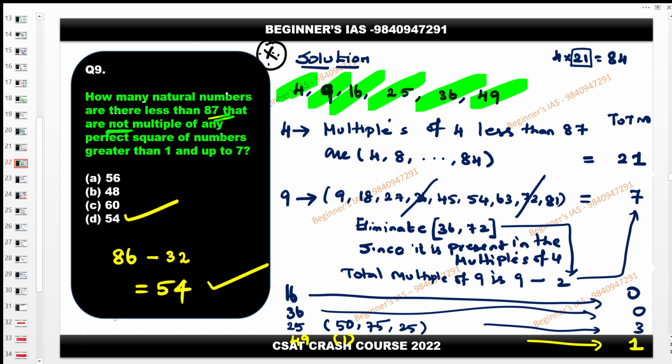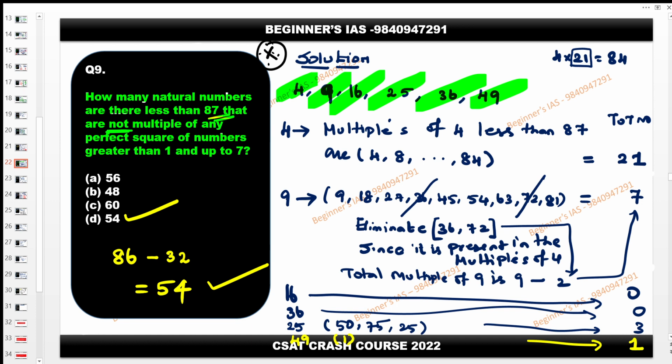So first of all, we are checking the multiples. The question is dealing with not a multiple. Therefore, what we need to do is take all the multiples, then subtract from the given total. Then automatically we will get the answer. Sir, again explain the question now. Sorry.